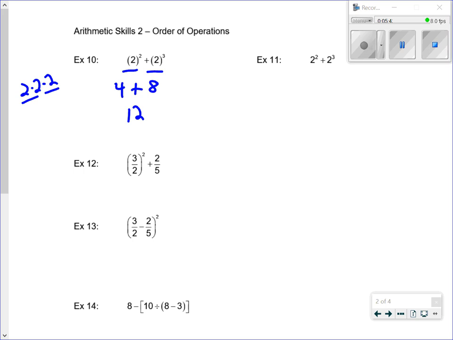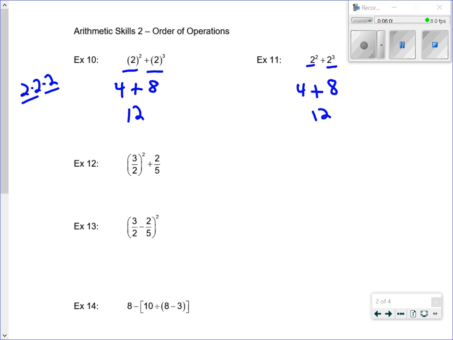I like to show example 11 because it's exactly the same thing as 10. Sometimes you take parentheses off and it changes the problem, and sometimes it doesn't. And one of the things we'll be working on this year is making sure we understand when we can remove the parentheses and when we can not. In this case, we still are going to square the 2 and cube the 2. We're still going to get 4 plus 8, exponents first, and we're going to add.